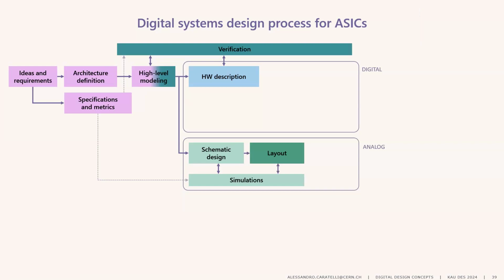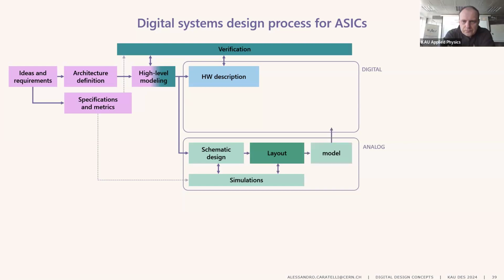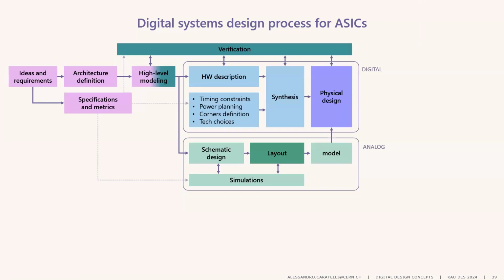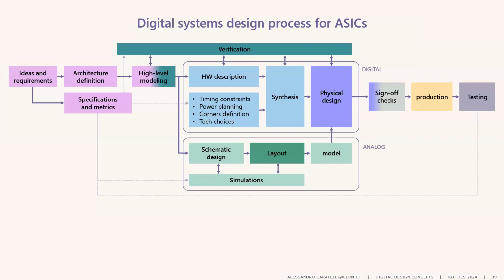And then on the side of the analog, once you do the schematics, you will manually draw a layout, most likely, and you will create a model that can allow you to integrate this block into a digital top design. While on the digital side, together with the hardware description, you will need to write some additional constraints for the software tools, like constraints in timing, in power, corner definition, and take some technological choices, and so on. And then you move to a process which is called synthesis and physical design, which we will see in next slides. And after that, your chip is basically ready. Now you move to the sign-off checks. Sign-off checks are basically the checks that you do at the end just to be sure that things are good. And finally, you can send the chip to production. Once you receive back the chip, you will need to do some testing and so on.